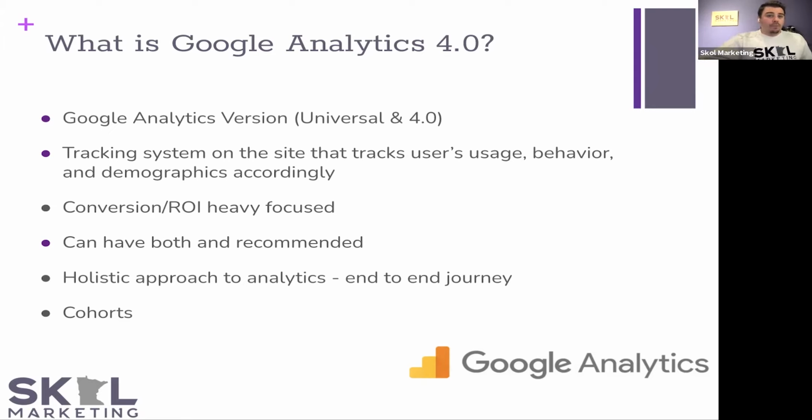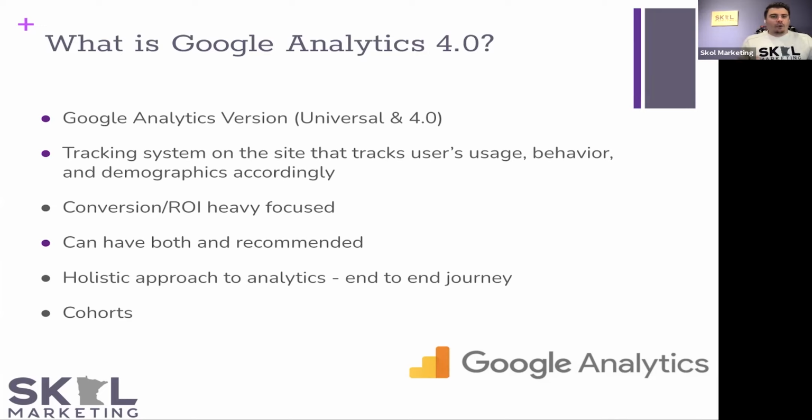Both versions are tracking systems on the site that track all the good stuff we're used to. Whether it's Universal or 4.0, we're still talking about tracking different users, their behavior, their demographics, the pages, the conversions, all of that. What's changing here, and I'll get into this a little bit, is how it's being tracked, how it's being displayed, and how we interact, as business owners or Google Analytics managers, with the actual platform.